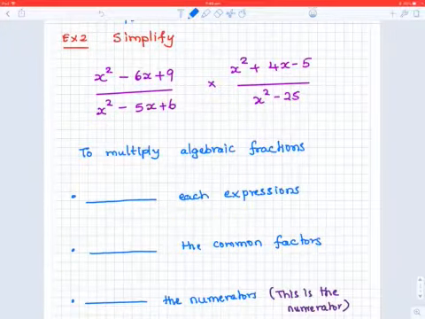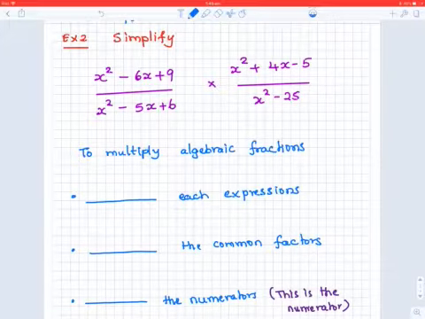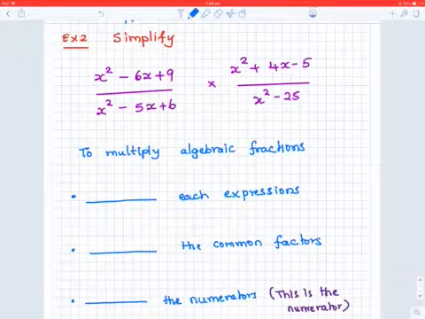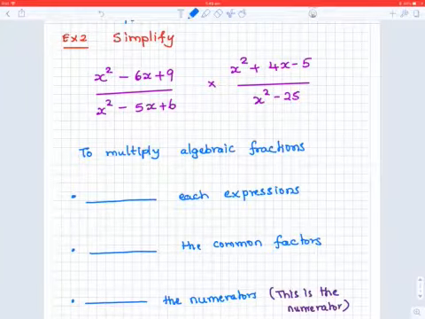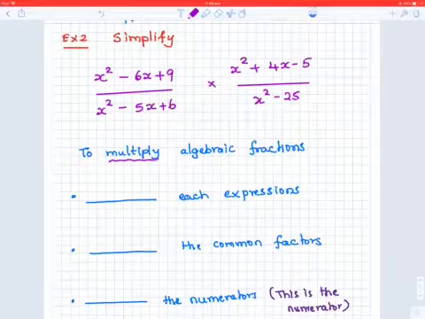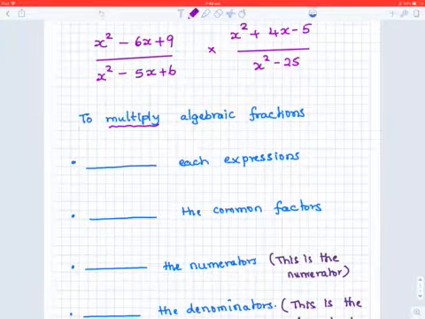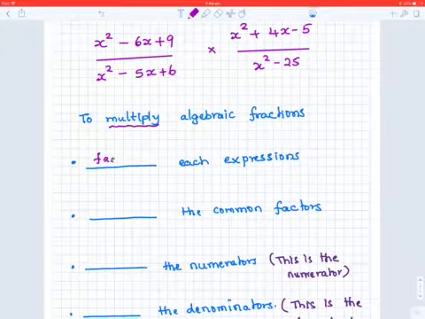Okay. So we start with the question. The question is: simplify x square minus 6x plus 9 divided by x square minus 5x plus 6, times x square plus 4x minus 5 divided by x square minus 25. Okay, if you want to multiply algebraic fractions, we have to follow these steps.